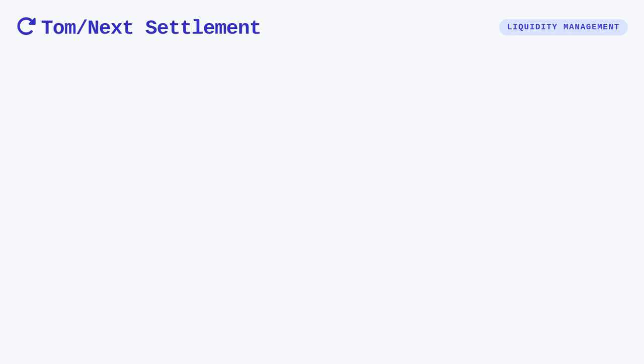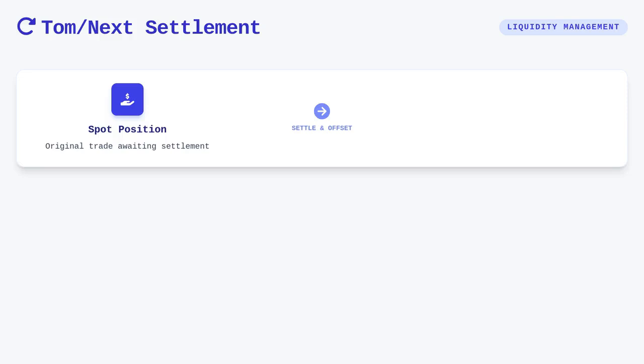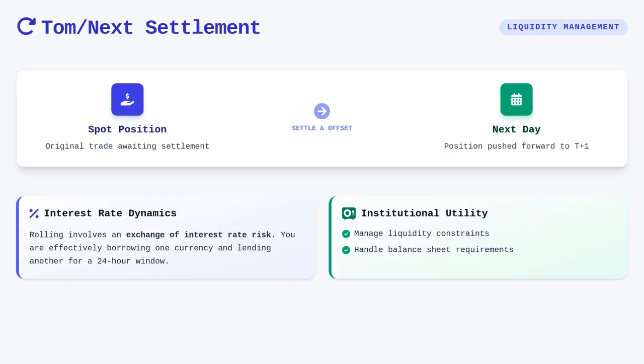Beyond standard spot settlement, market participants often require adjustments to accommodate liquidity constraints or specific balance sheet needs. This brings us to Tom/Next, or Tomorrow Next, which allows a party to roll a spot position over to the next business day. Essentially, you settle the original spot trade and simultaneously enter an offsetting trade for the following day, effectively pushing the settlement forward. This is a vital tool for institutional desks managing overnight interest rate differentials and liquidity requirements.